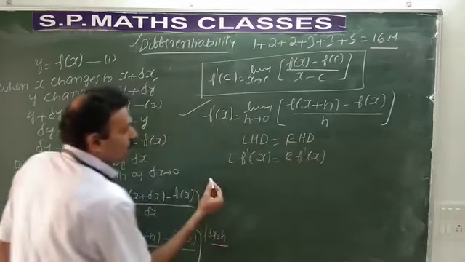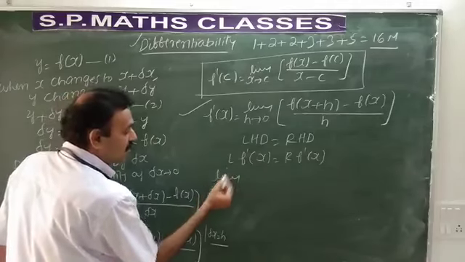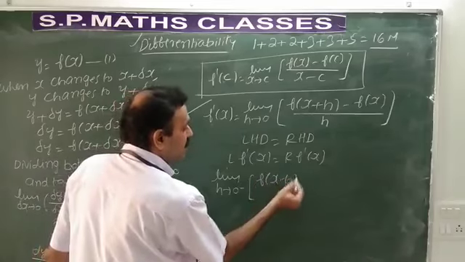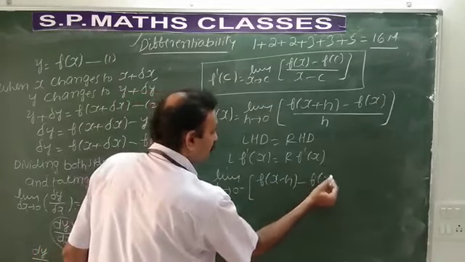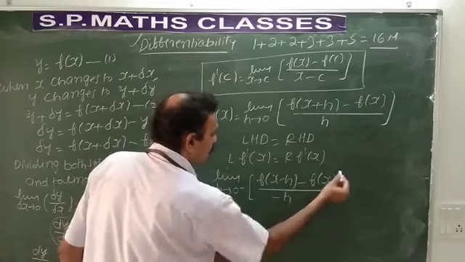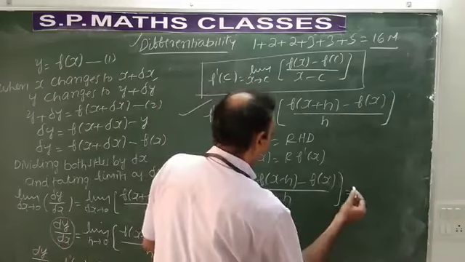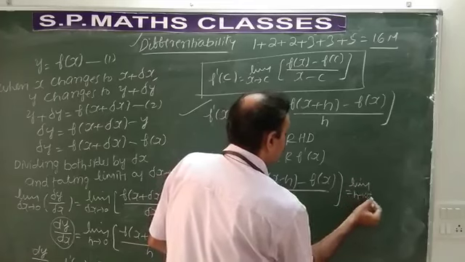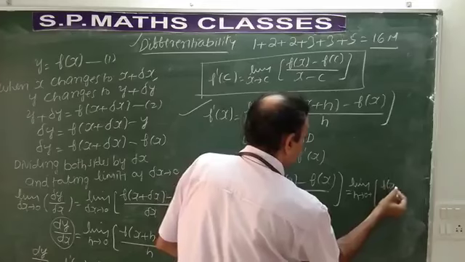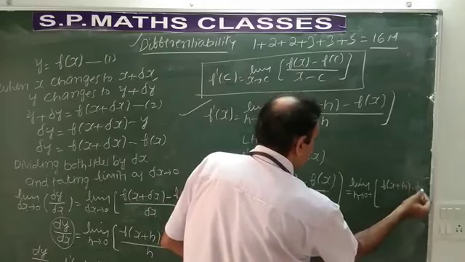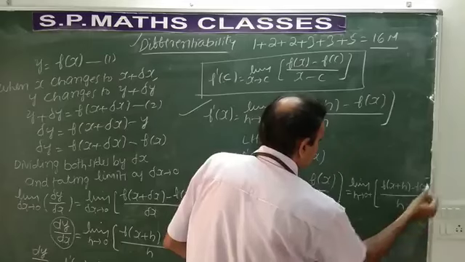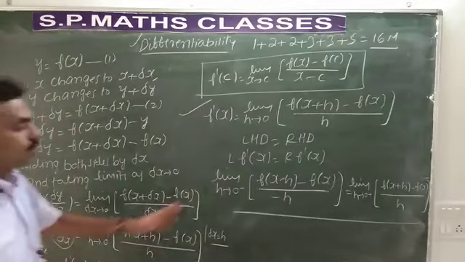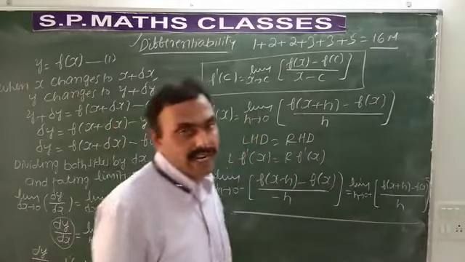So the left derivative is limit as h tends to 0 minus, f of x minus h minus f of x divided by minus h. The right derivative is limit as h tends to 0 plus, f of x plus h minus f of x divided by h. That's it. So this is the condition: the derivative exists only when the left hand derivative is equal to the right hand derivative.